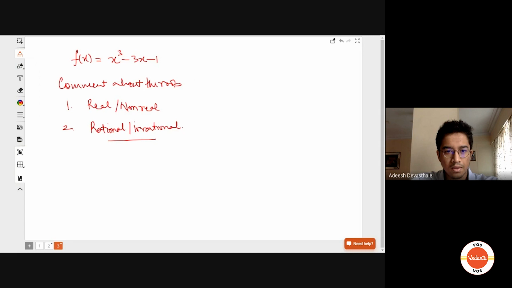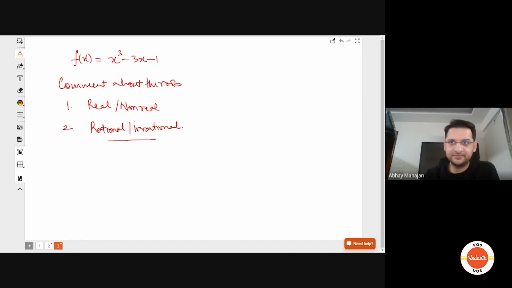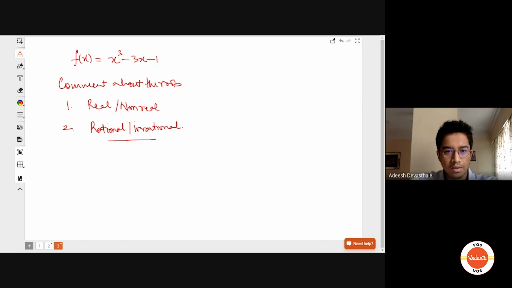Can I think loudly? Yeah. So f(x) equals x cube minus 3x minus 1. As this is an odd degree polynomial equation, we know that there exists at least one real root. Now we have to check whether the other two roots are complex or real.